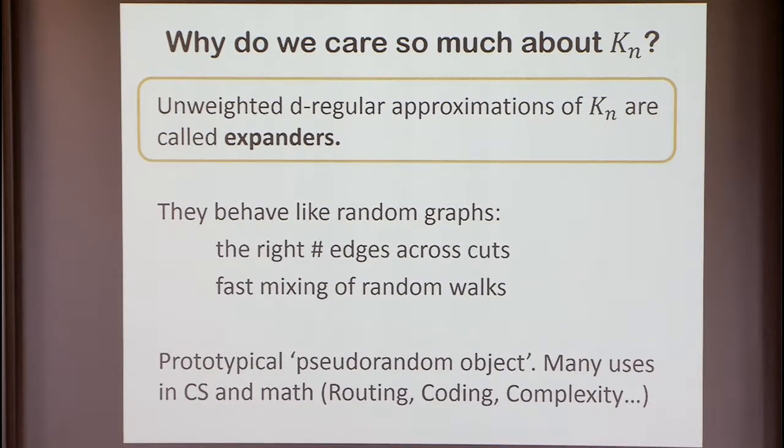They're sparse, well-connected graphs, two properties that are difficult to get at the same time, and they behave like random graphs. All the cuts have lots of edges leaving, random walks mix quickly, etc. They're a very useful general pseudo-random object in computer science that is used all over the place.